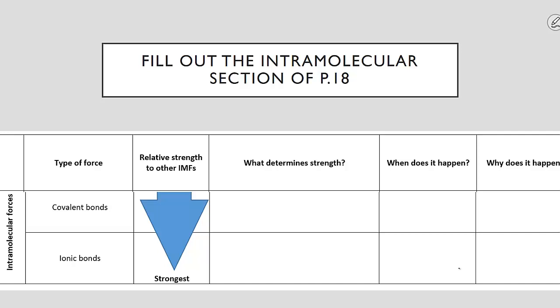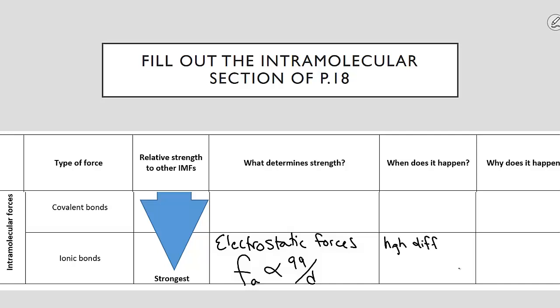Now remember, ionic bonds are held together by electrostatic forces, where the strength of that force is proportional to the charges of the ions divided by their distance, their radii. Ionic bonds occur when there's a high difference in the electronegativity values of the elements involved. So normally these are between metals and non-metals, as a general rule of thumb.